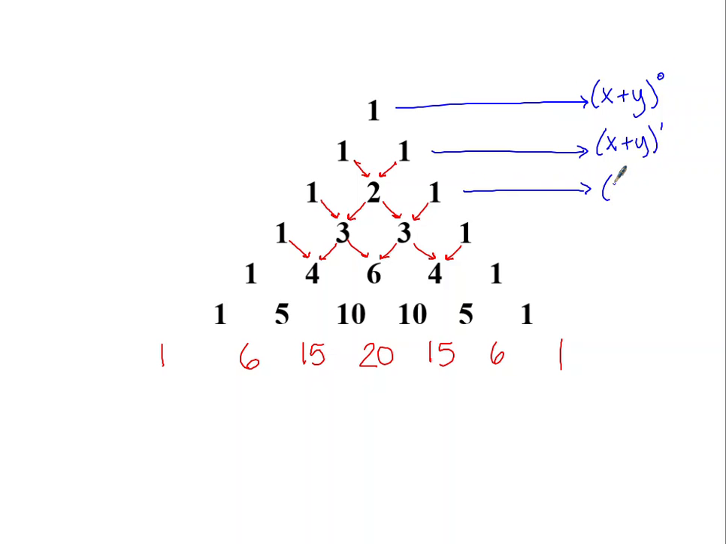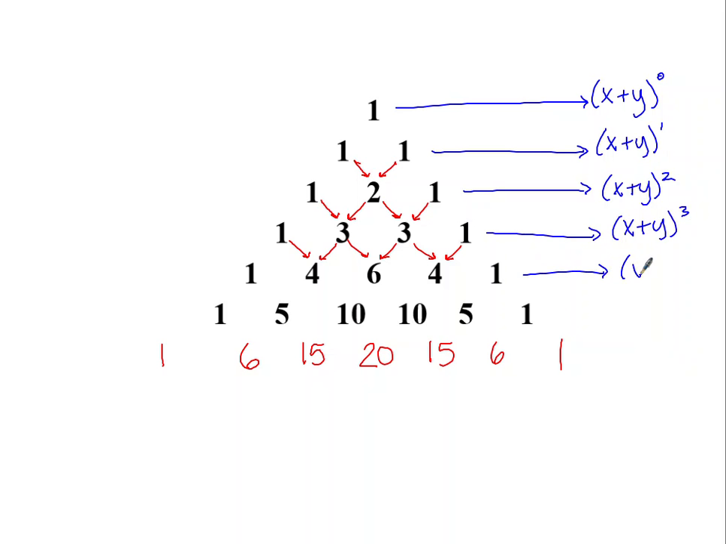If we look at the next row, if we have x plus y squared, if you multiply it out, x plus y times x plus y is x squared plus 2xy plus y squared. So the coefficients are 1, 2, and 1. If you continue this pattern, the next row gives us the coefficients for x plus y cubed. We would have x cubed plus 3x squared y plus 3xy squared plus y cubed.